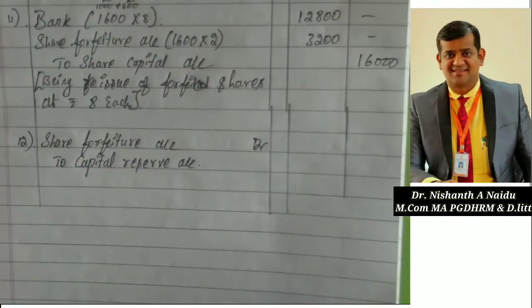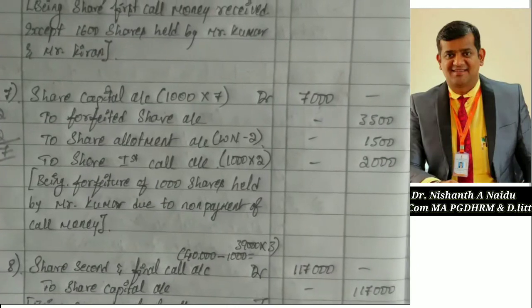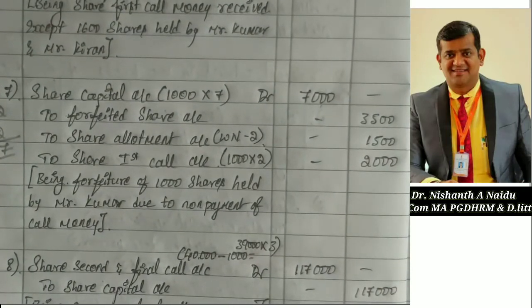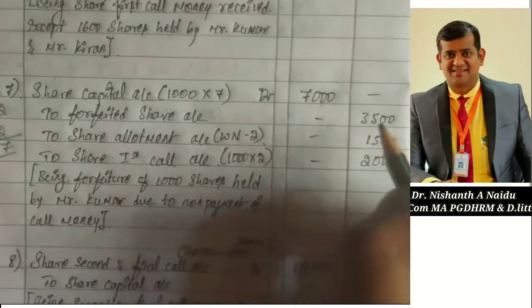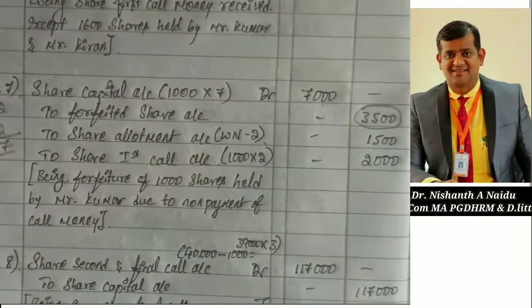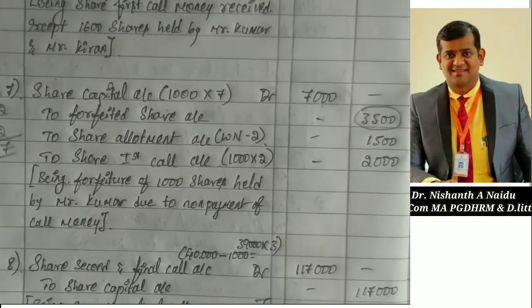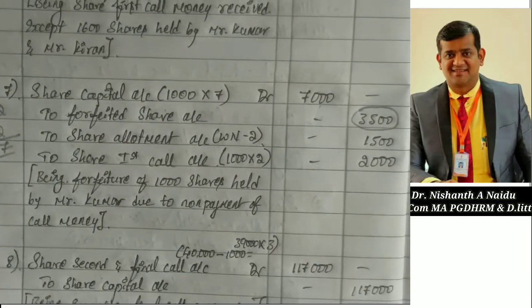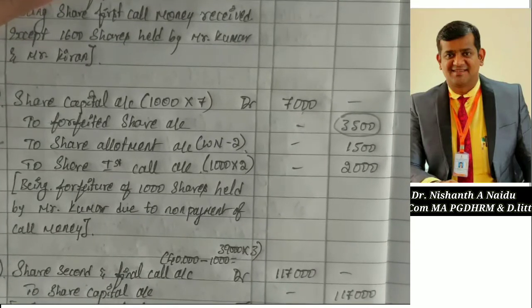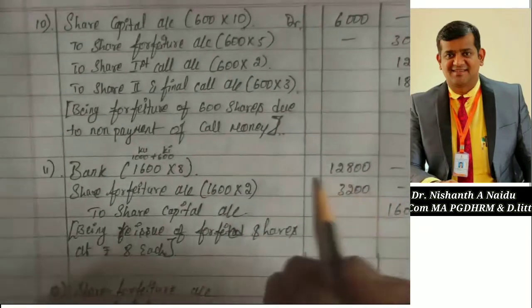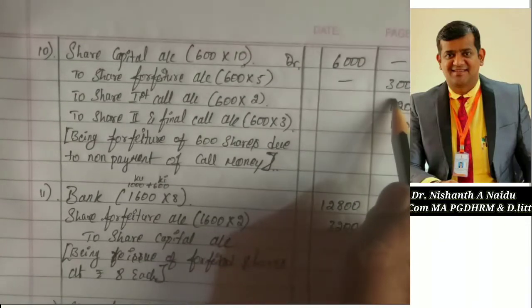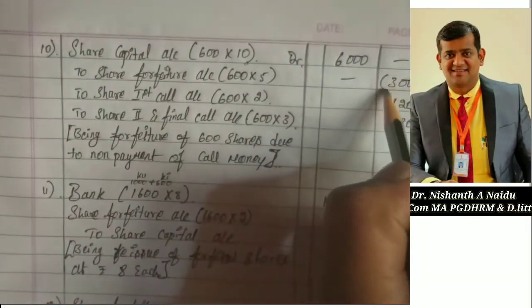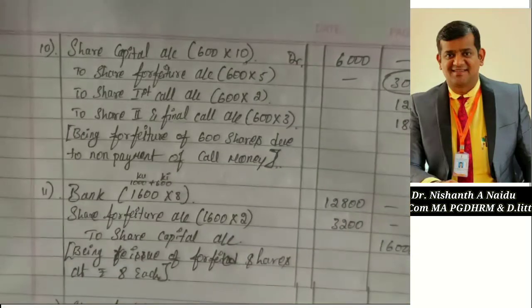So which are all the amounts you should take? So first you have to take the 7th entry, that is the forfeiture entry. So in this how much do we have here? So we have forfeited shares account 3,500 rupees. Okay, then we have the 10th entry, that is another forfeiture. So how much do we have here? Share forfeiture account 3,000 rupees.